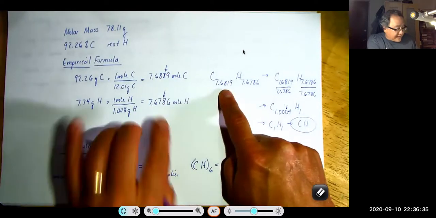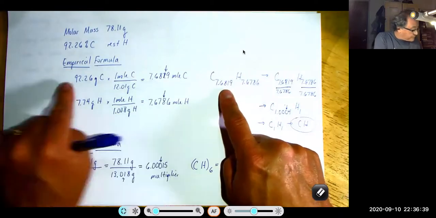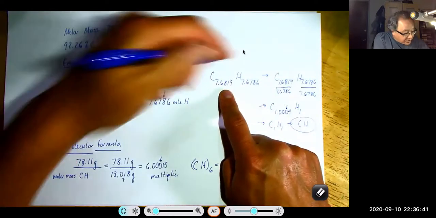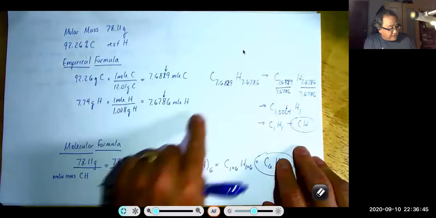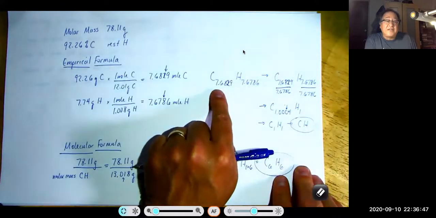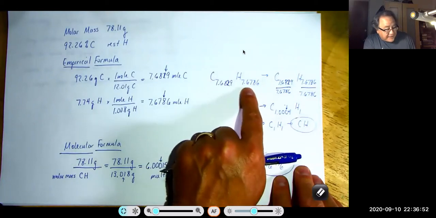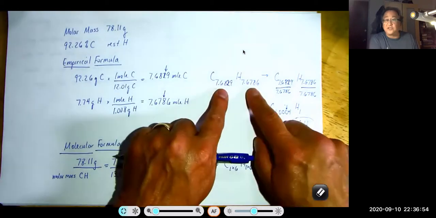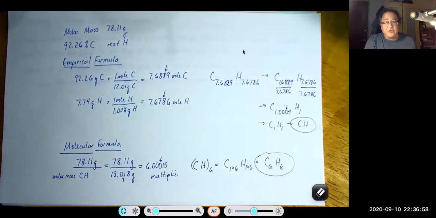So the 7.6829, that should be a 29 right there, becomes carbon 7.6829 and hydrogen 7.6786. You can see these numbers are really close to one another. So you can bet your bippy it's going to end up being carbon 1 and hydrogen 1.